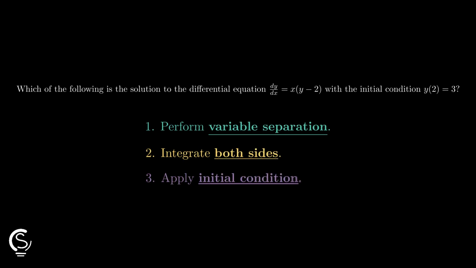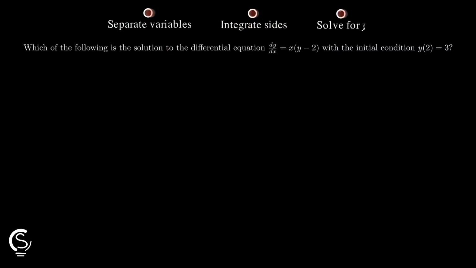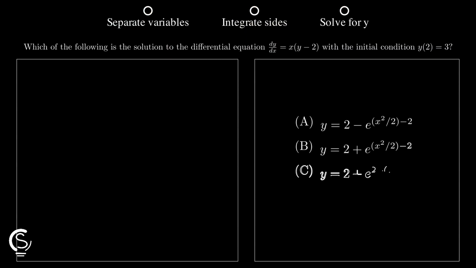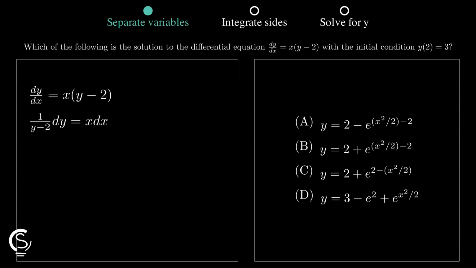Let's go! Differential equations look intimidating, but you can solve this specific problem in under 60 seconds by following 3 simple steps. Let us dive right in now. First, isolate the y terms on the left and x terms on the right. Divide by y minus 2 and multiply by dx to prepare for integration. You got this!